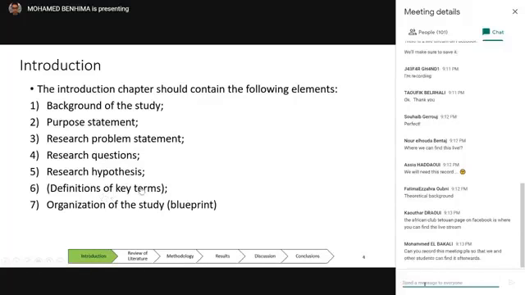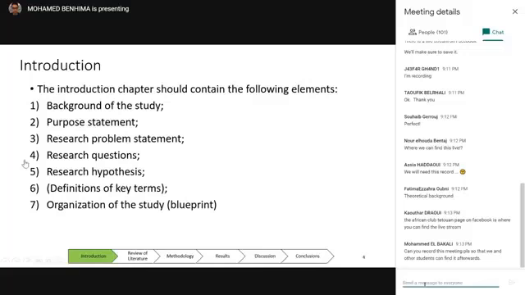And definition of key terms, you can leave this section to the literature review. And at the end of the introduction, you put the organization of the study or the blueprint. What does this mean? It means that you are going to tell us the chapters of your study. For example, you are going to tell us the first chapter is going to present the literature on the topic. The second chapter is going to present the methodology. The third chapter is going to deal with, for example, the results, and the last chapter will tackle, etc. So you tell us the structural elements that you are going to address.